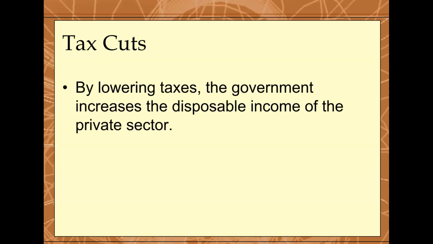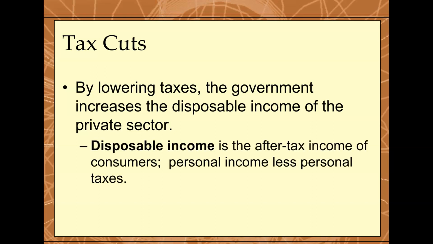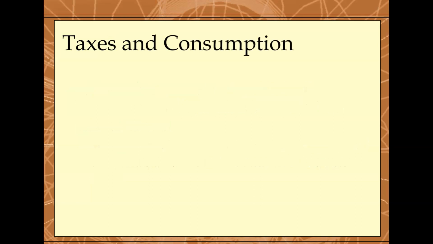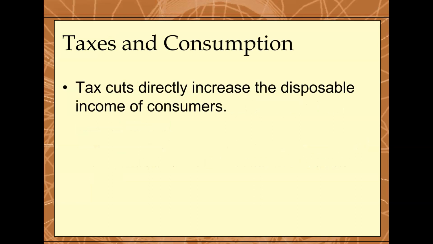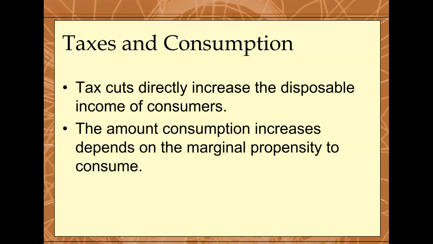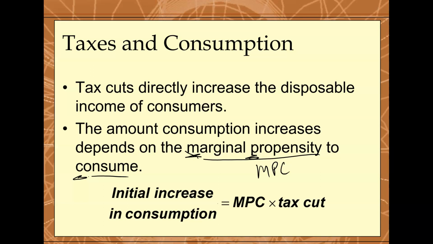Now, another way the government could stimulate the economy is cutting taxes. By lowering taxes, the government increases disposable income of the private sector. And when you have more income, you spend more. When you spend more, economic activity increases. So a tax cut directly increases the disposable income of consumers, and the amount of consumption increase depends upon the marginal propensity to consume, sometimes called the MPC. So the initial increase in consumption is going to be the MPC times the tax cut.